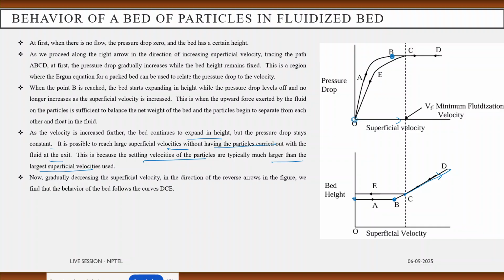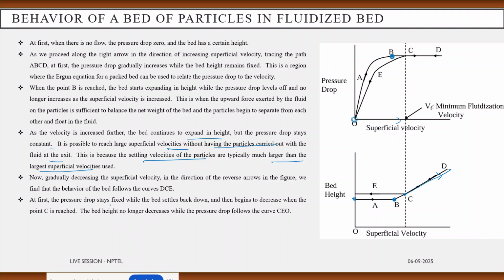Now gradually decreasing the superficial velocity in the direction of the reverse arrow in the figure, we can see it follows the curve DCE. At first the pressure drop stays fixed up to a point between B and C, and the bed height no longer decreases while the pressure drop follows the curve CEO.